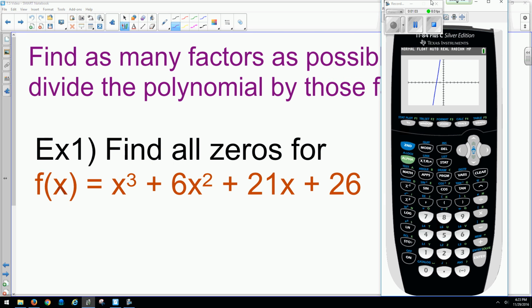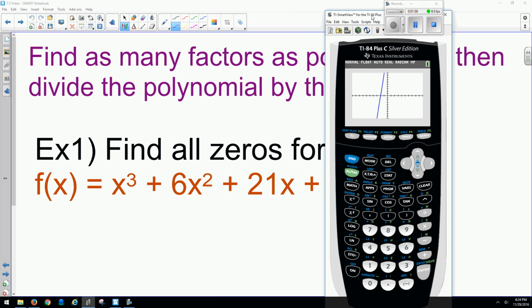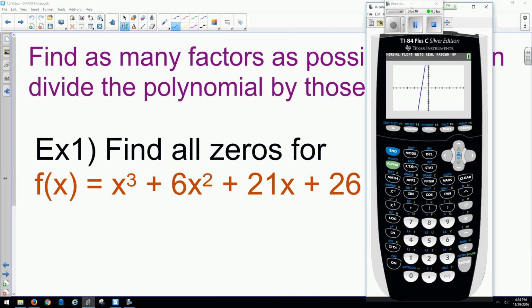So go ahead and graph it. Your graph should look like that. And so it kind of looks just like a straight line. Remember, any real zeros that there are, we're going to see them wherever the graph crosses the x-axis. And so it looks like it's -2.